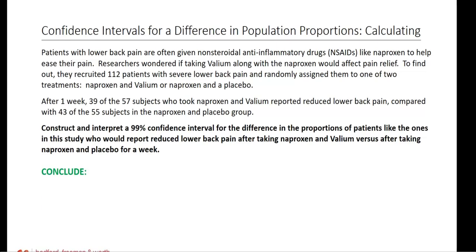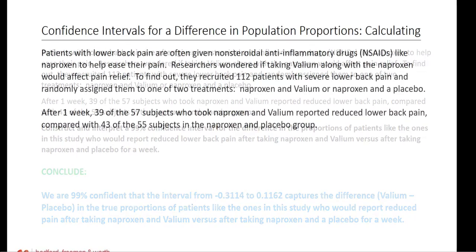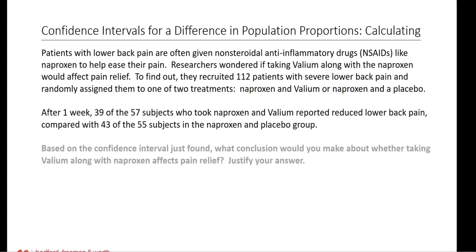That's fine. Conclude: we are 99% confident the interval from blank to blank captures the true difference in the true proportions of patients like the ones in the study who would be reported. So we're talking about the difference in the order there. Make sure you say the true difference in proportions is the key wording there, based on the confidence interval you just found.